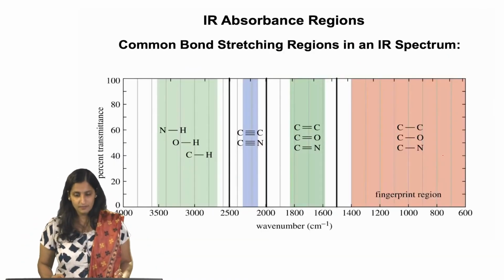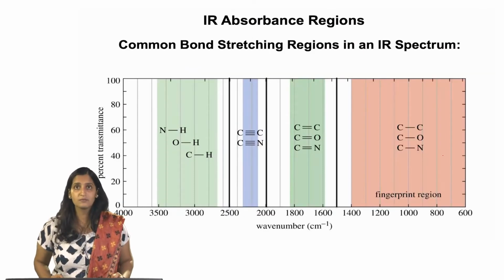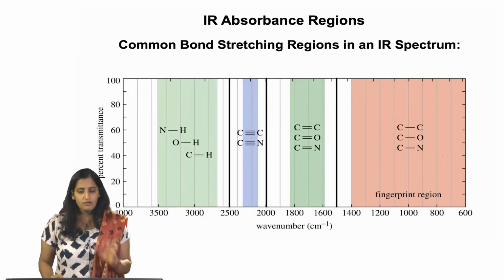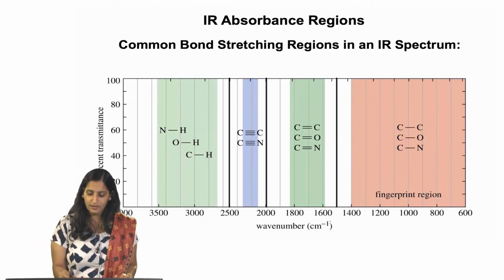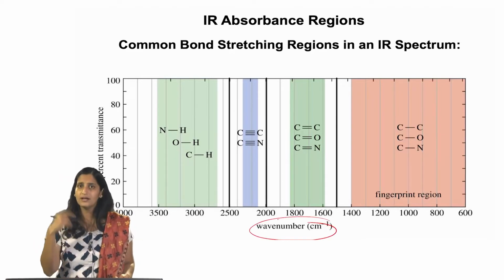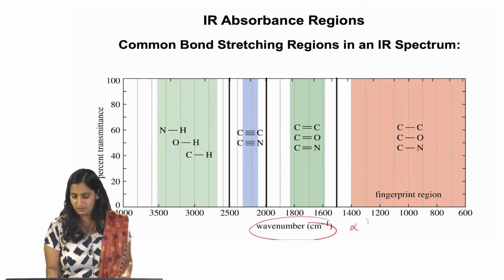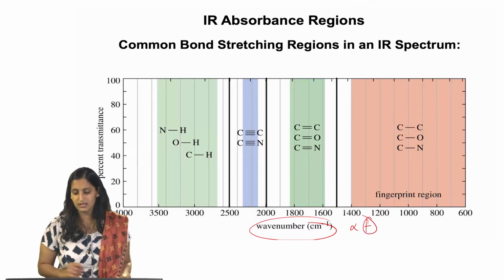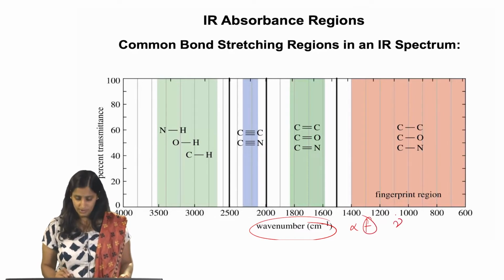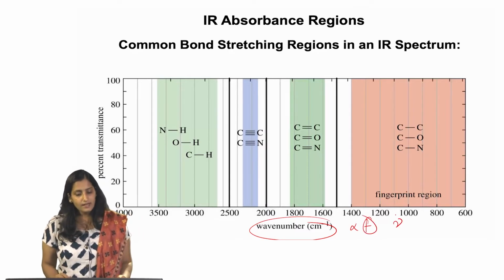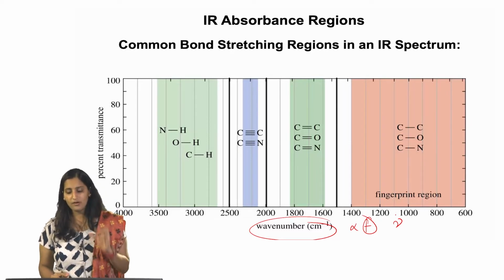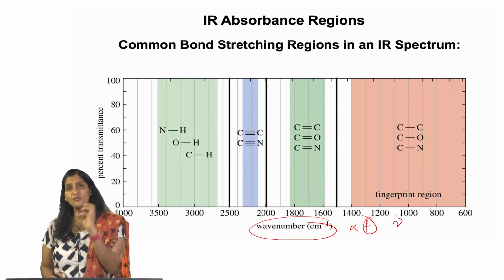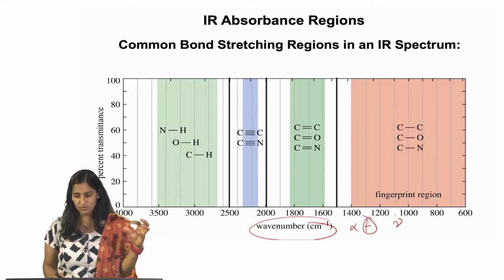Like, if we can now look at the IR absorbance regions here. First of all, let us look at this graph. What do we have here? We have here wave number. Wave number is nothing but, you can say it's basically telling you frequency or nu, okay. And what it is telling me is that depending on the wave number, where all different bonds will show up.